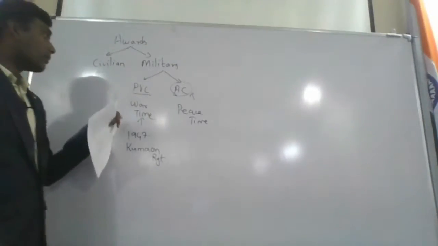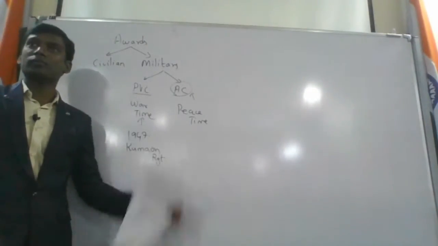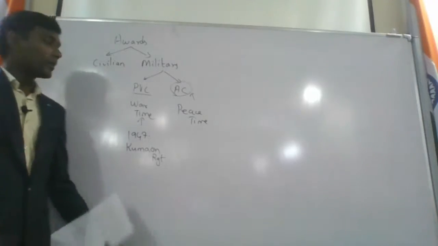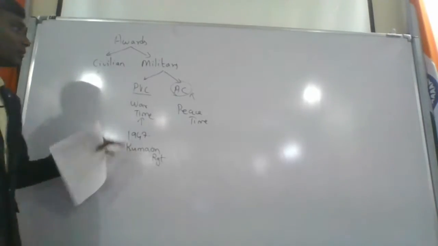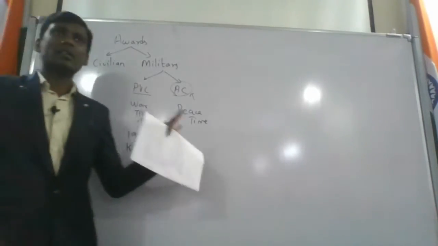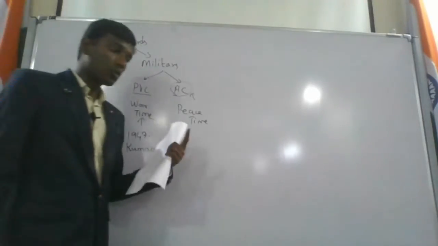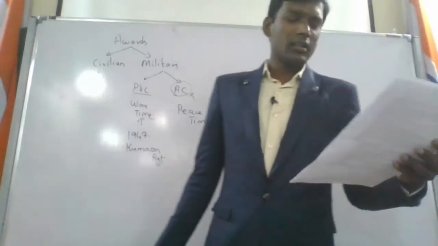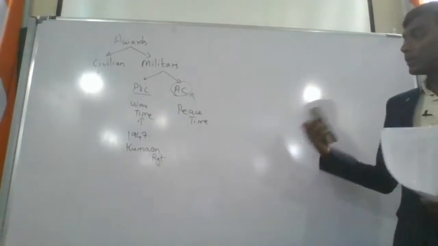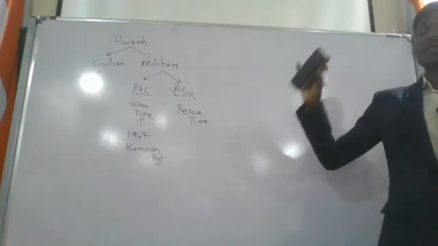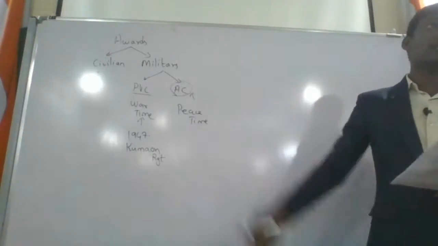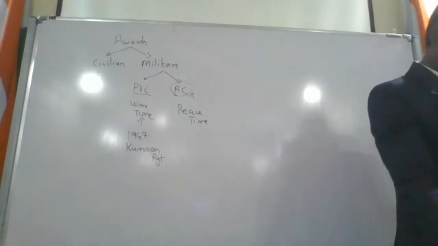Most of the time what happens, a person who gets the PVC, they are almost dead. They are dead. But even now in the Indian Army, there are 3 people. Subedar Major Bana Singh, he is alive. Then one more person, I cannot recall his name. So 3 people have got the Paramvir Chakra and are still alive. Okay, so this is one thing.